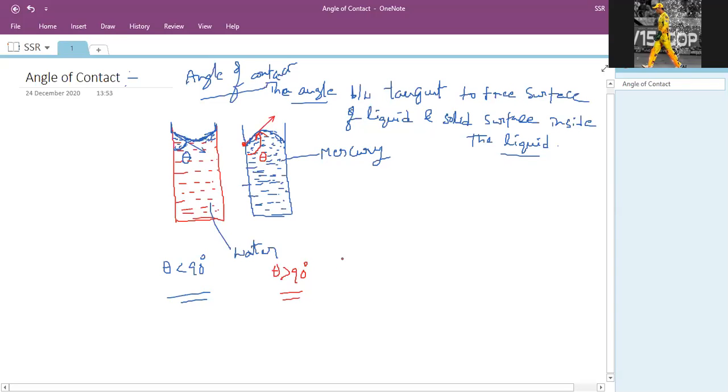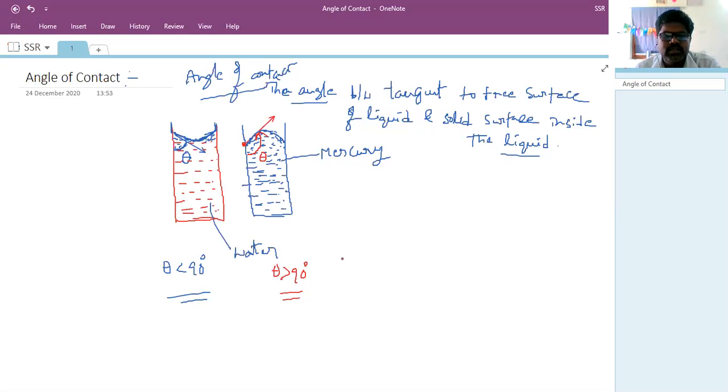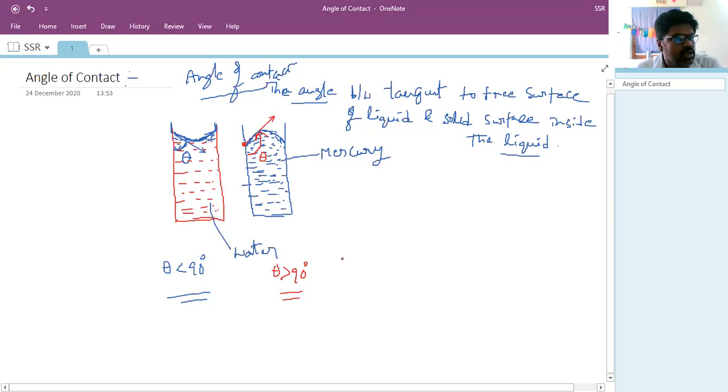So you can see the angle of contact is the angle between the tangent to the free surface of the liquid and the solid surface, inside the liquid at the point of contact. That is called the angle of contact. This angle of contact differs with respect to the liquids and the solid that is contained.